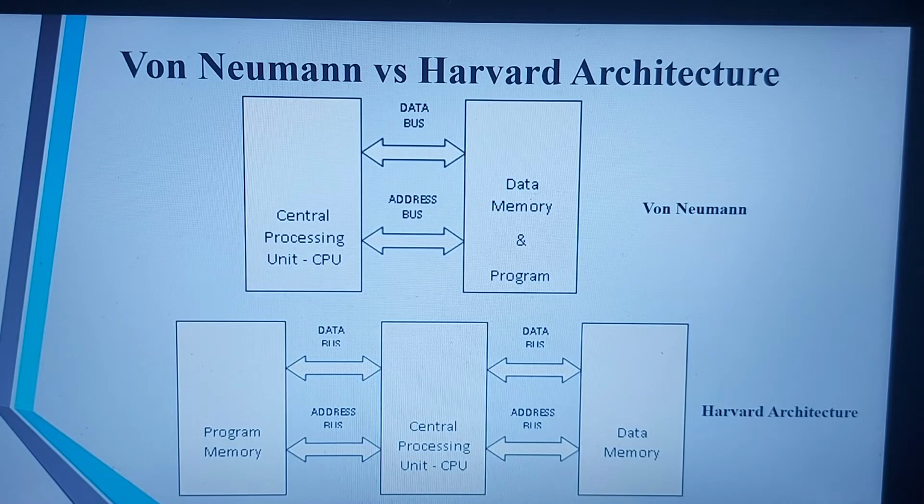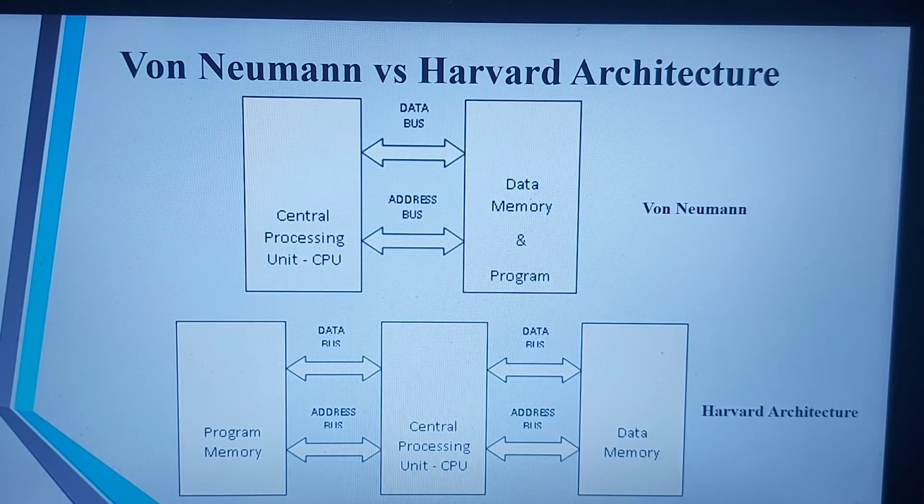Then we talk about two types of memory architecture. One is von Neumann, and another one is Harvard architecture. So these are the two different types of memories and memory accessibilities. Each one has its own advantages and disadvantages, so which one is chosen depends on the application.